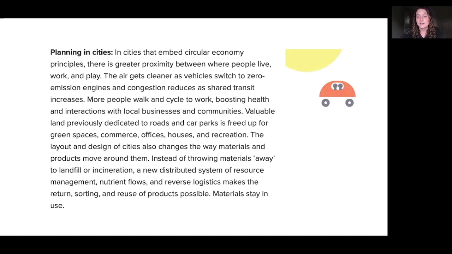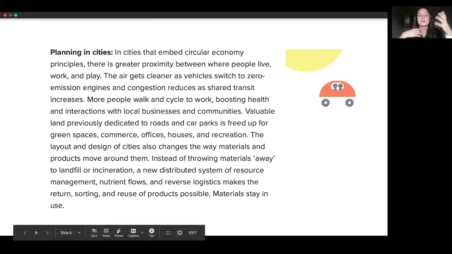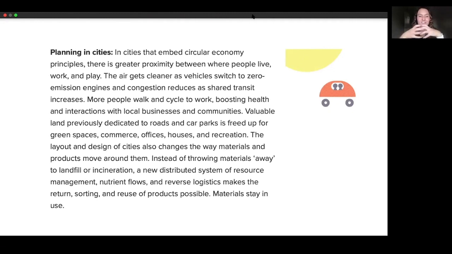The layout and design of cities also changes the way materials and products move around them. Instead of throwing materials away to landfill or incineration, a new distributed system of resource management, nutrient flows, and reverse logistics makes the return, sorting, and reuse of products possible. Materials stay in use. So, because this, again, is an EcoCycle presentation, we're only focusing on the materials aspect and not so much the transportation and green spaces and health aspects, but these are all equally important to circular economy and equally important to each other in this system that feeds off of itself.